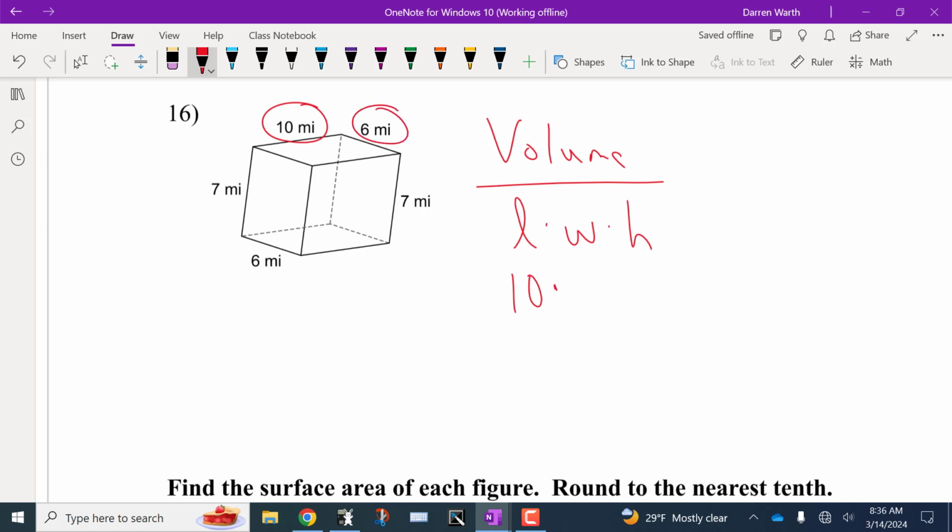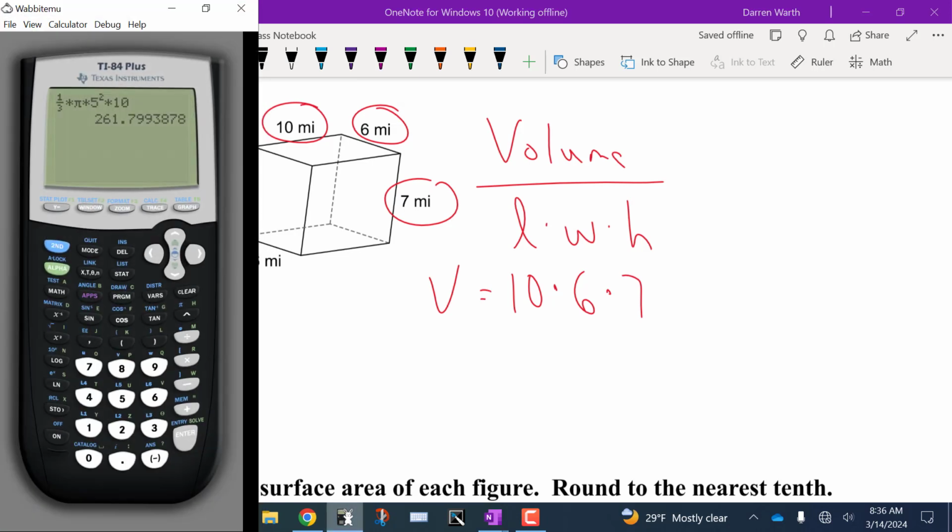Our width is going to be 6. And then our height is going to be 7. So that's the volume of that rectangular polyhedron. Okay, now we're just going to go ahead and type this into our calculators.